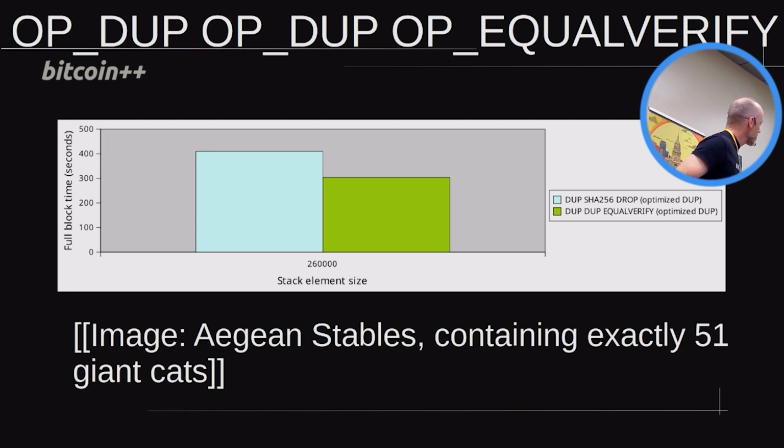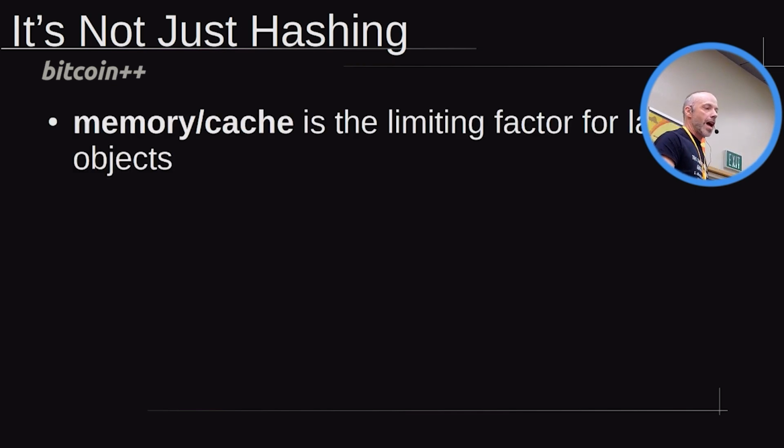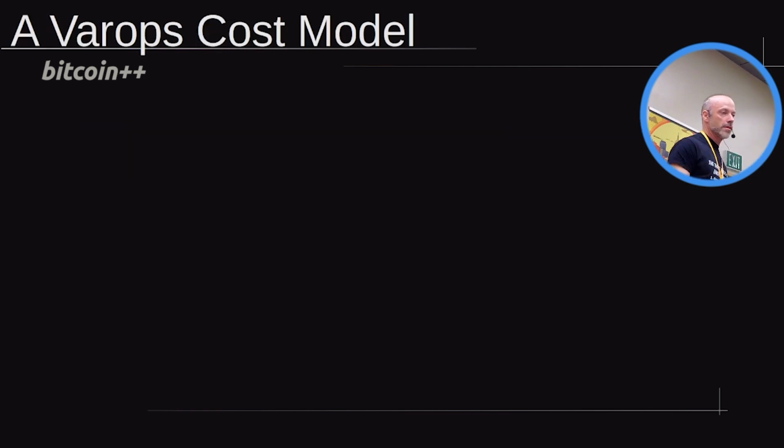Okay, so it turns out that it is not just hashing. On modern CPUs, SHA-256 just isn't that slow. It's also hyper-optimized in Bitcoin because we use it everywhere. Now, once you restore larger stack elements, the question becomes, what's the worst case stack bytes actually touched by a reasonable implementation? Okay, so the budget cost should depend on the size.